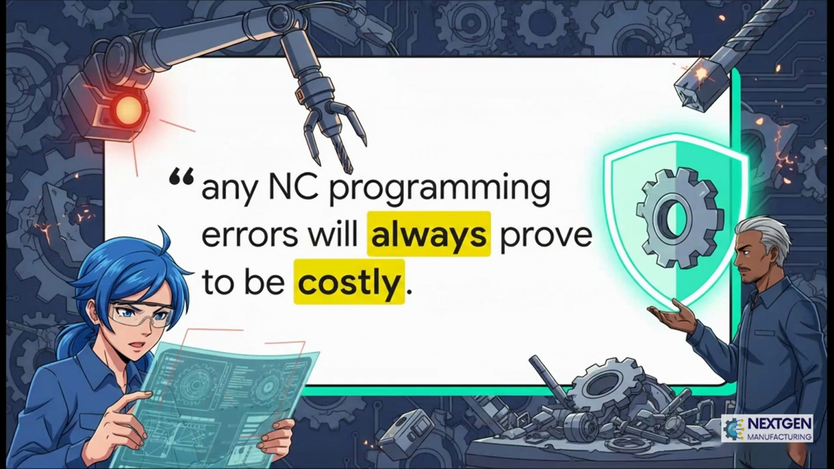And look, don't just take my word for it. The folks over at Machinery and Manufacturing put it pretty bluntly. Any programming error is going to be costly. And when they say costly, they're not kidding. We're not just talking about wasting a bit of metal. We're talking about catastrophic failures. Destroying super expensive, irreplaceable tools, damaging the machine itself, and basically bringing your entire production line to a screeching halt.